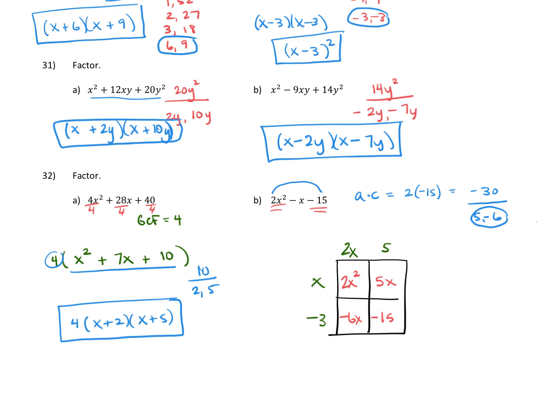All right, so I feel good with everything we factored. So now let's put our final answer together. This 2x and this 5, that's one of our binomial factors, 2x plus 5. And our other binomial factor is x minus 3. And now we have factored our trinomial.